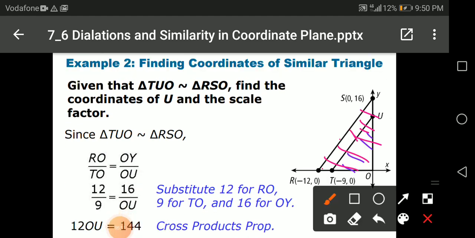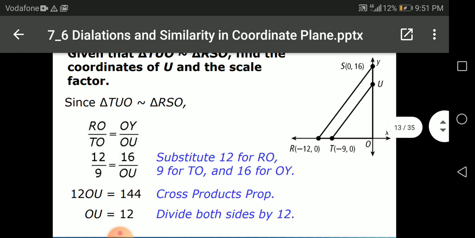Okay, my dear students, example 2, finding coordinates of similar triangles. Given that triangle TUO, the small purple triangle inside, is similar to triangle RSO, the larger pink triangle that contains the smaller triangle TUO, find the coordinates of U and the scale factor also. It's very easy, don't panic.